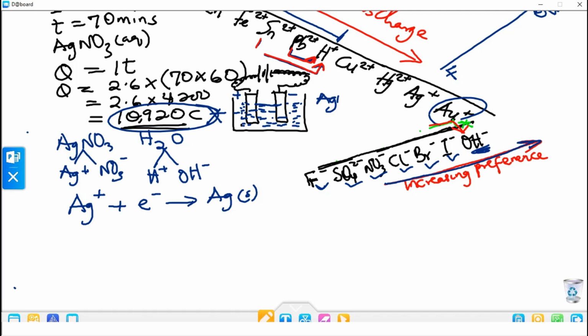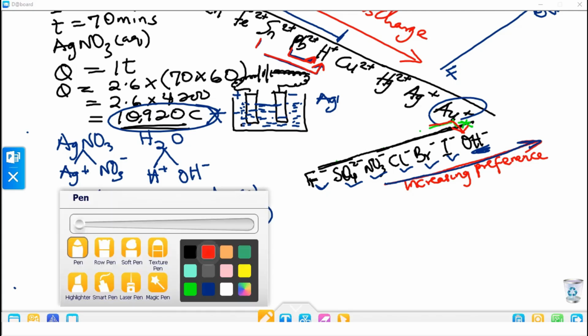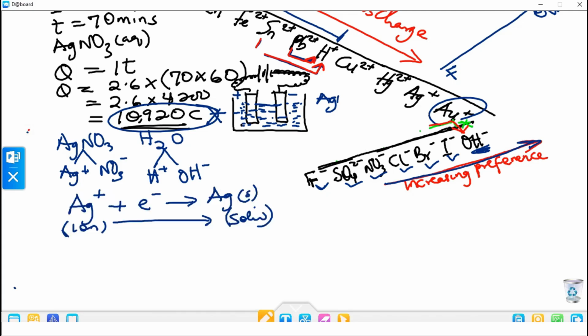So it means that for silver to be deposited as a solid from the aqueous state, the ionic state, this is the ionic state of silver, and it will be deposited as a solid state of silver at the cathode. So for this to happen, silver will have to gain electron to cancel the charge that it is having. So this electron goes to take care of this plus charge of silver, so that silver can be deposited as a solid matter on the cathode.